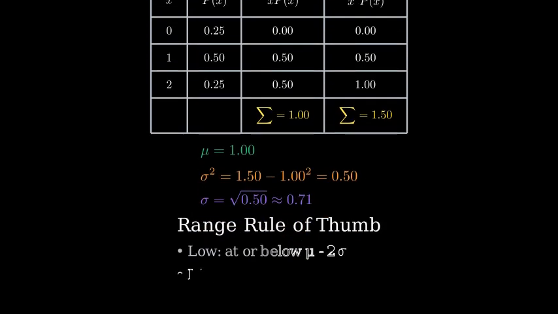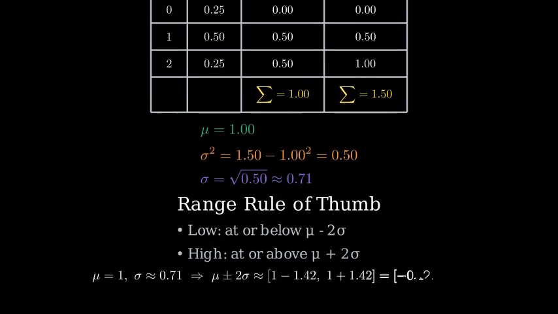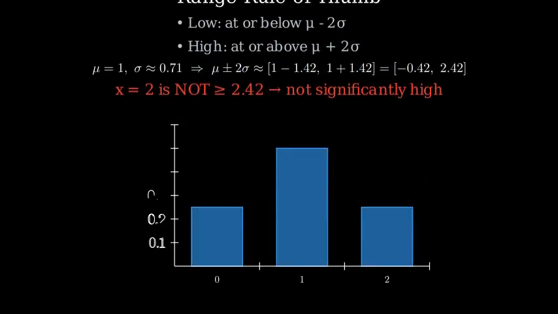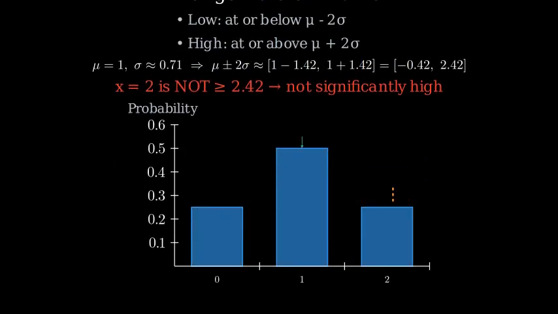A quick significance yardstick is the range rule of thumb. Values at or below mu minus 2 sigma are significantly low. Values at or above mu plus 2 sigma are significantly high. With mu equal 1 and sigma about 0.7, mu plus 2 sigma is about 2.4. So X equals 2 is not significantly high. On the histogram, we can also mark the center at 1 and the high threshold near 2.4. The bar at 2 sits below that threshold, matching our conclusion.